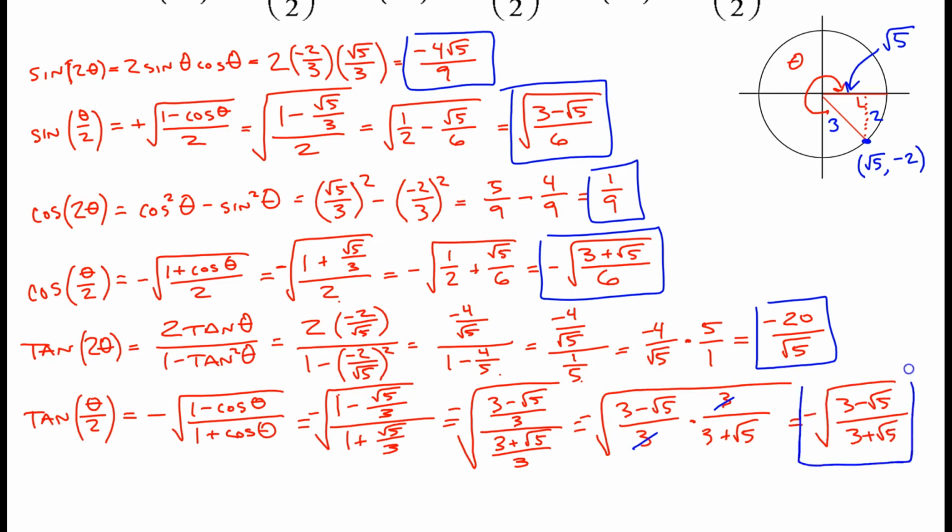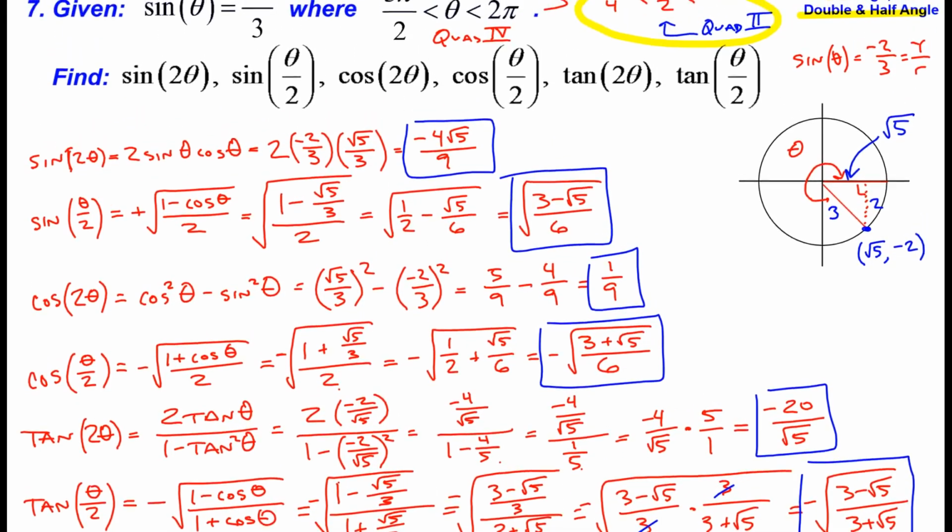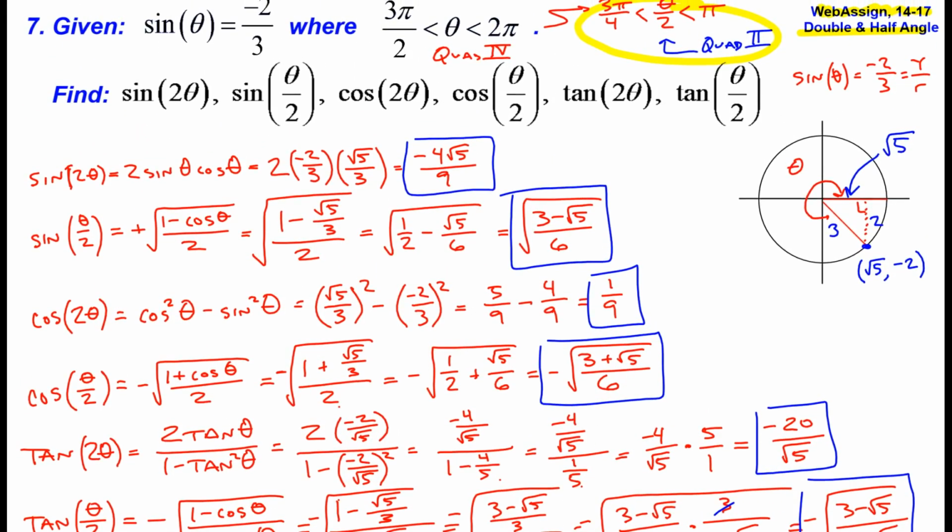All right, folks, there you have it. The tangent of theta over 2 is the negative square root of the quantity 3 minus root 5 over the quantity 3 plus root 5. Congrats, that was 6 problems all wrapped up into one. Let's see if we have the time here to go on to example 8.